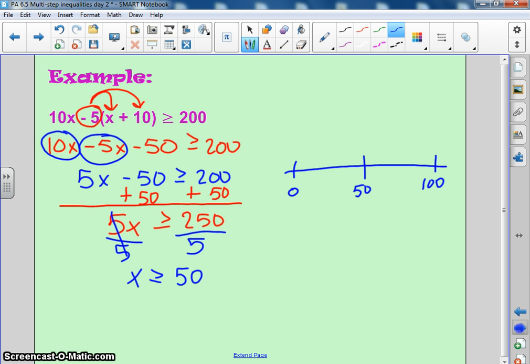I could do 49. Whatever numbers you want to put in there, as long as your number line makes sense. It goes from left to right, it needs to be getting bigger. We can do 100. You could do 100. We could check with 100.